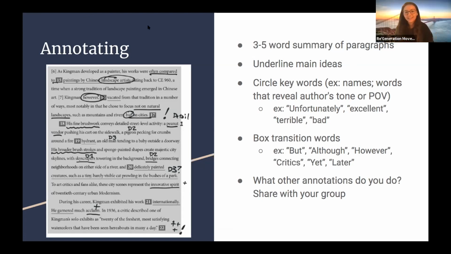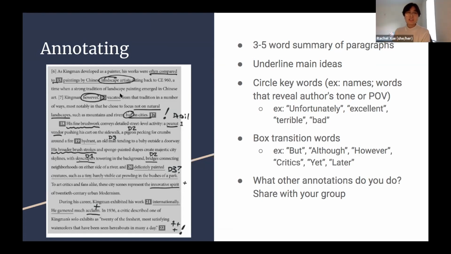Okay, I'll hop in for a second. I like to annotate to keep my brain focused when I'm reading a passage, because sometimes there are too many words and I get confused. So I need to keep track of things by annotating.